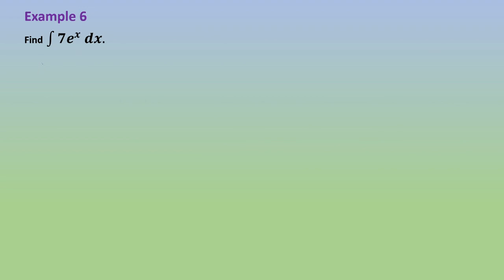For another example, we can have this as 7, and then the integral of e raised to x, then dx. Based on our earlier rules presented, the integral of e raised to x is e raised to x, and then we add c. So this is our antiderivative for the given function.